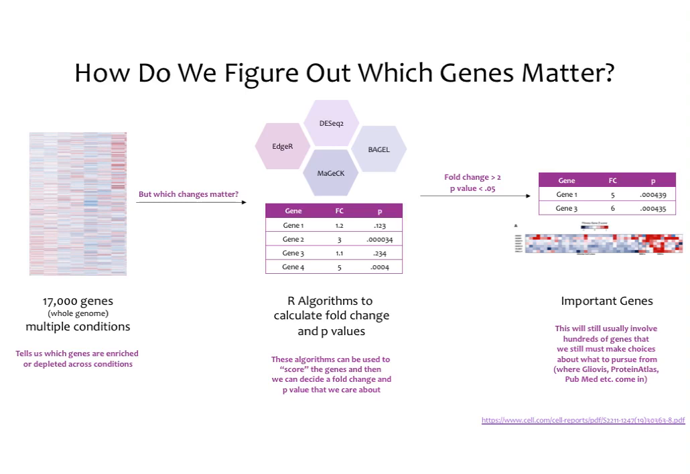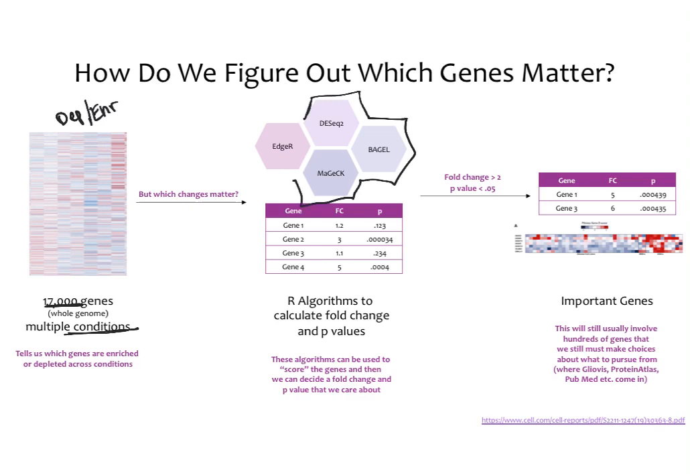Okay, so let's say we have that giant heat map and we know which genes are depleted and which genes are enriched. That's great. But this is still 17,000 genes we're looking at, with multiple conditions. So how do we get from this to knowing which genes are actually important for us to look at, which genes actually matter, and which genes are just genes that didn't change that much or didn't change significantly? For now, I want you to think about this as a black box.